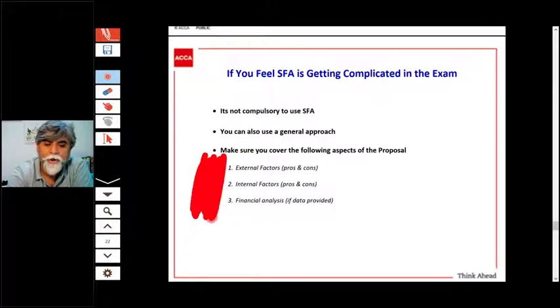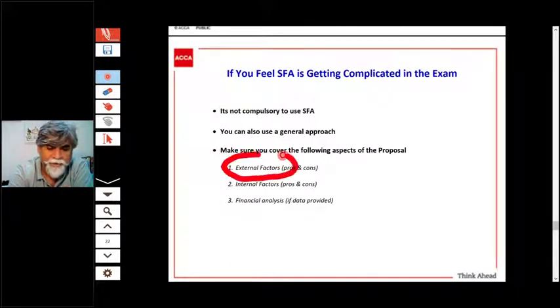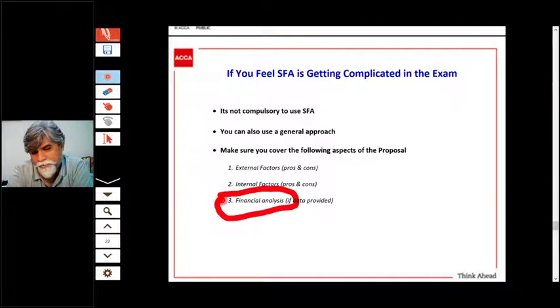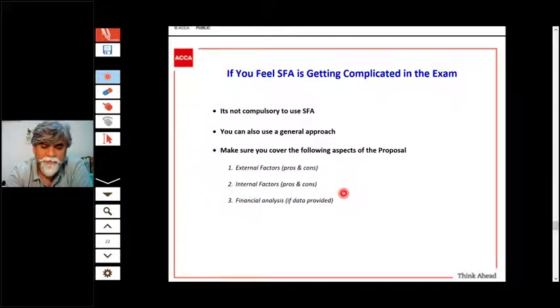use these three broad headings: external factors, which is in fact suitability, then another broad heading called internal factors, and a third called financials. If you cover these three without using SFA, then also you are safe, provided that your answer is logical and sensible, and it is not haphazard, it is flowing in a logical, professional manner.